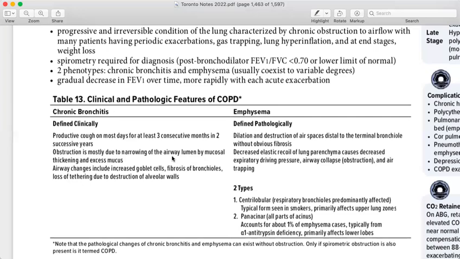Obstruction is mostly due to narrowing of the airway, mostly in the upper respiratory tract, by mucosal thickening. Airway changes include increased goblet cells, but you don't need to know the pathology of it. Coming to emphysema, there is dilation and obstruction of the airway spaces, the lower respiratory tract involvement, to the terminal bronchiole without obvious fibrosis. There is decreased elastic recoil, so the airflow is not properly coming out and air is trapped inside. That's why some people also develop pneumothorax in this condition, not a very big one, but a very small pneumothorax in some part of the X-rays.